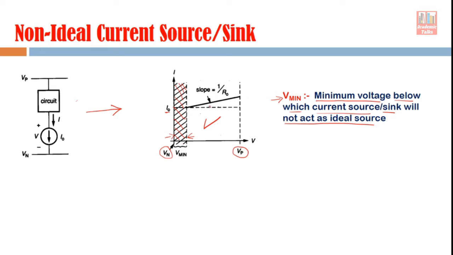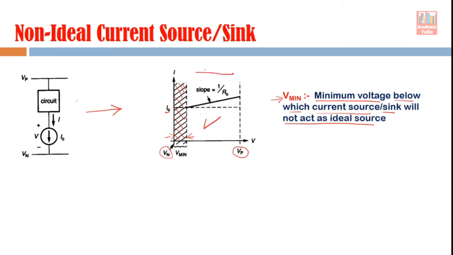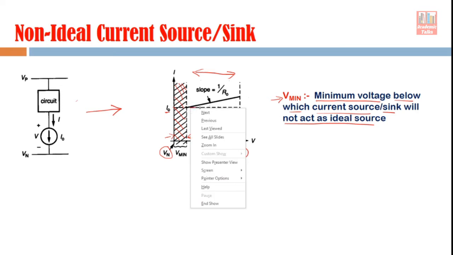Second parameter: we are saying that the current source is working as a good current source within this range, but within this range also, you see, the curve is not a flat curve. What we were expecting is that the current should not change with the voltage, but within this range also there is change in the current with voltage, and that you can see from the slope of the curve. Slope is 1 by R naught. I hope that now you understand that the inverse of resistance is the slope of the curve.